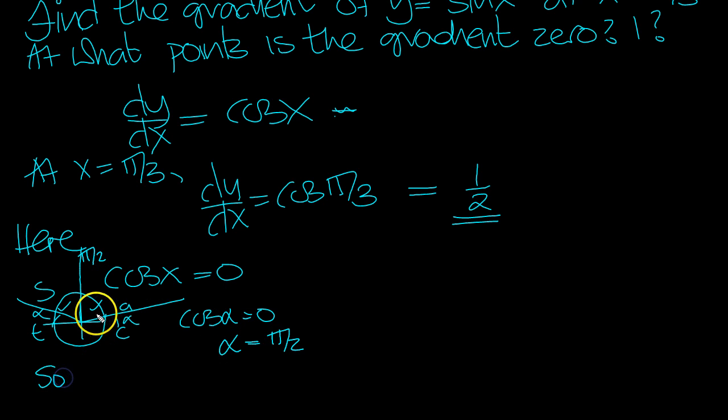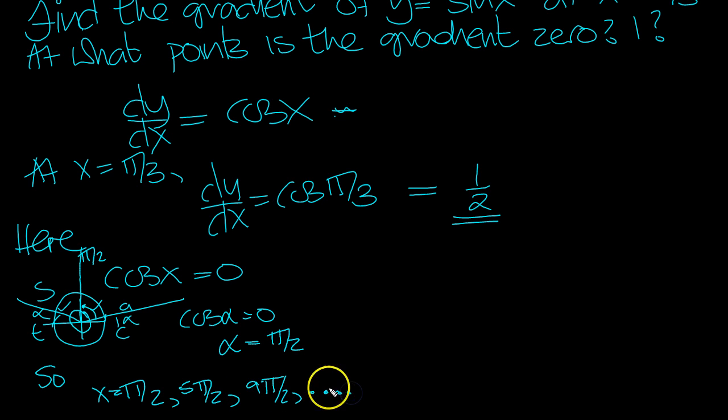So the solutions then, if we go around, is pi over 2, and we could just keep going around, and then round again, 5 pi over 2, that was round another 2 pi, and then 9 pi over 2, and we could just keep going and get all the solutions here. So that's when the gradient is, yeah, I think that's right. Oh, 3 pi over 2 as well.